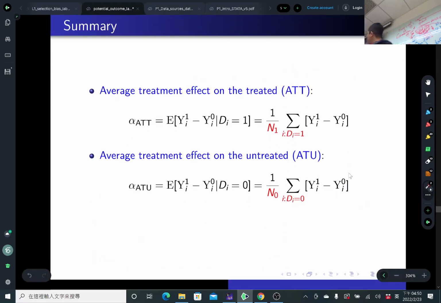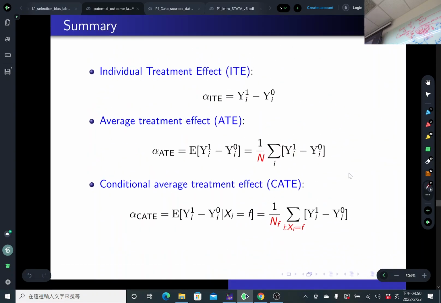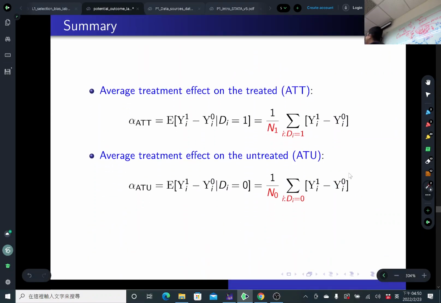And within this conditional average treatment effect, we particularly want to focus on the treatment effects for the treatment group or for the control group, ATT and ATU. And this is just a special case of the conditional average treatment effect, because here the conditioning is just that we focus on the treatment group and the control group. Okay, so any questions? So that's the concept of the treatment effect.